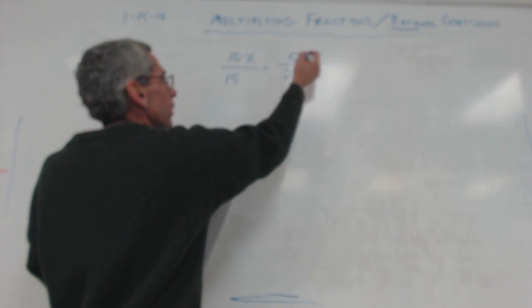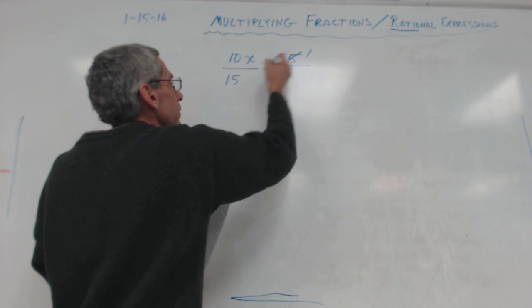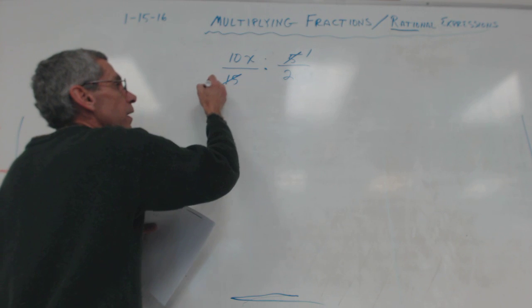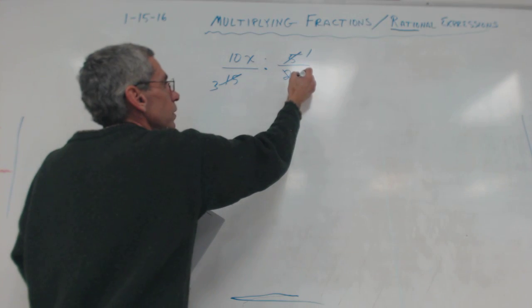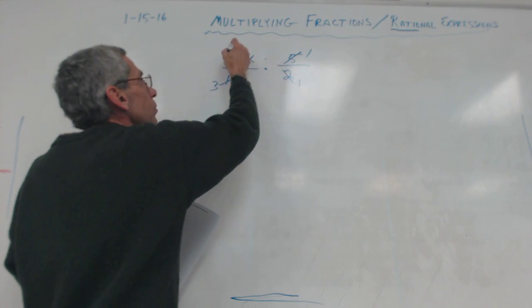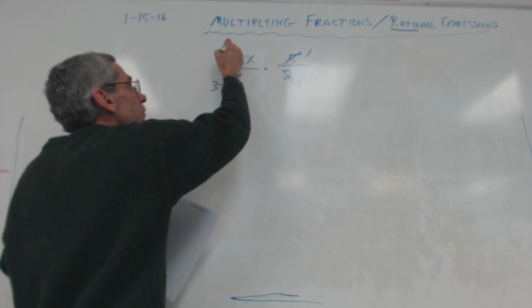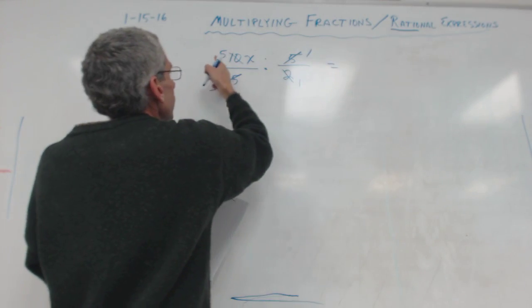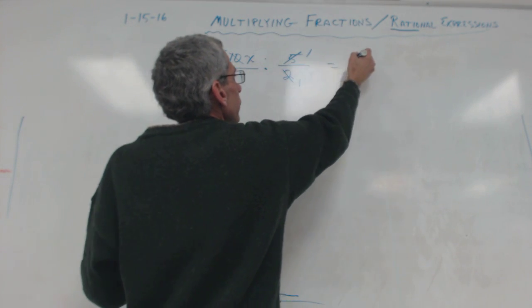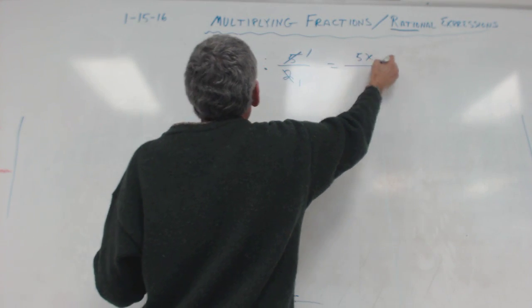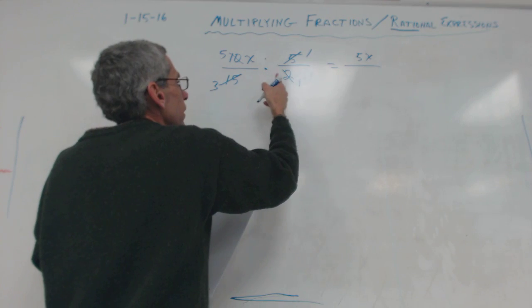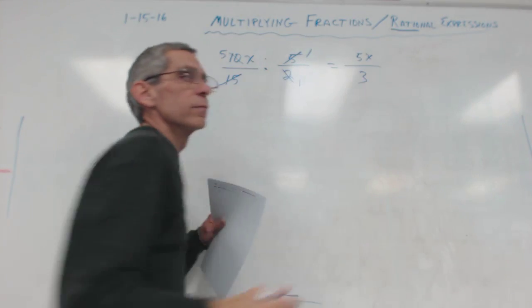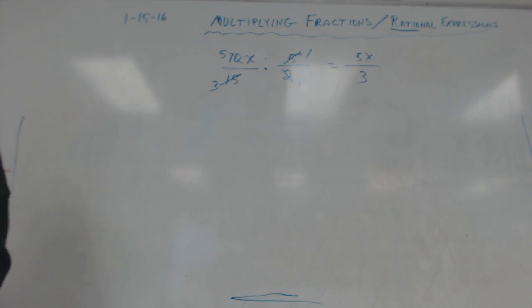Okay, and then what can I do here? 5 goes into 5 once. 5 goes into 15 3 times. 2 goes into 2 once. 2 goes into 10 5 times. So my final answer is 5x times 1, 5x, over 3 times 1, 3. Done. Make sense?